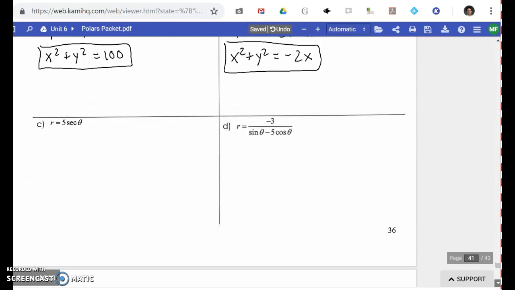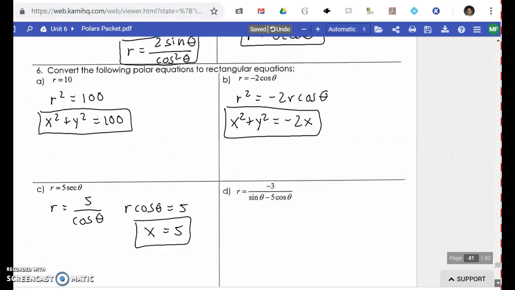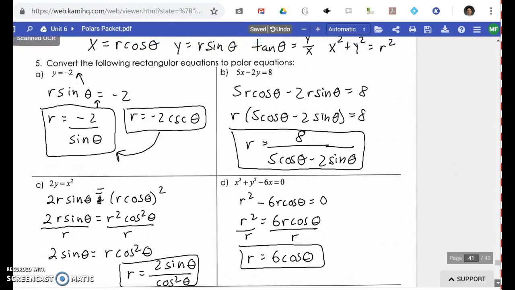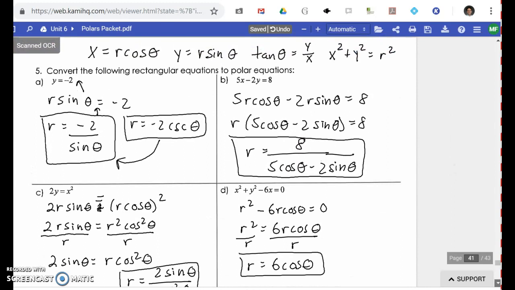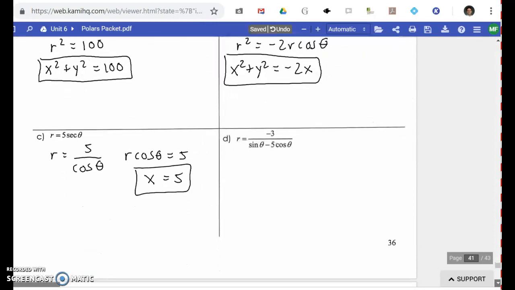6c, we are going to rewrite this as 5 over cosine theta, the reciprocal of secant. We're going to multiply the cosine theta to the other side, and then we know that r cosine theta is x. D is the same also, 6d is the same as 5b. If you look at 5b, we end up with this sort of monstrosity. If you go from this step backwards, you'll notice we've multiplied the denominator to the other side. We then distributed, and then we replaced r cosine theta with x and r sine theta with y.